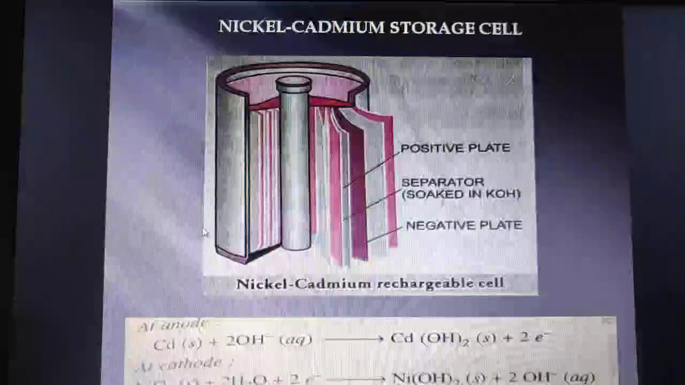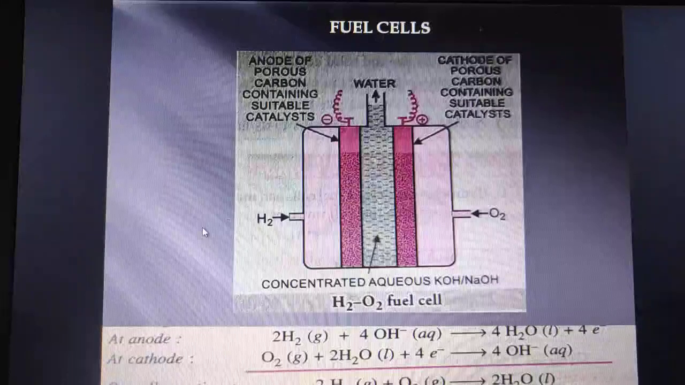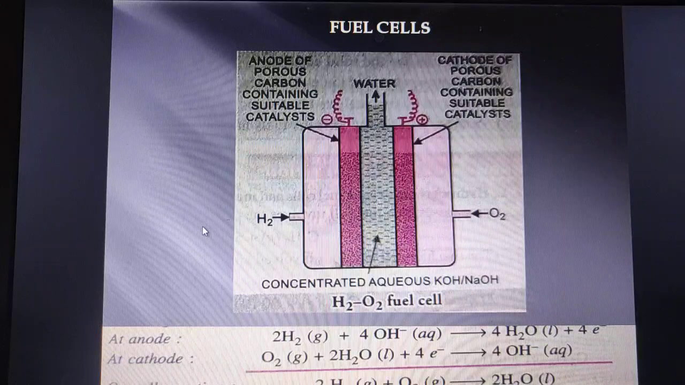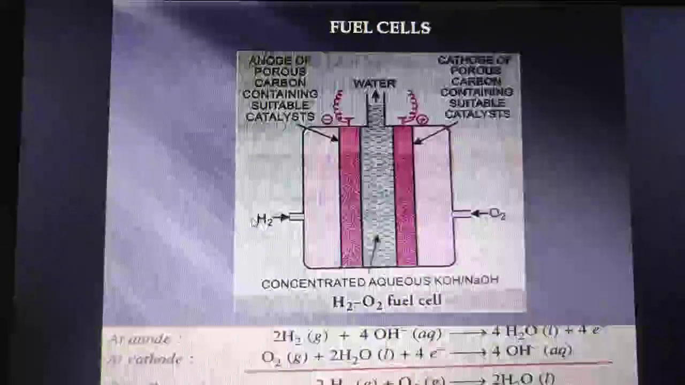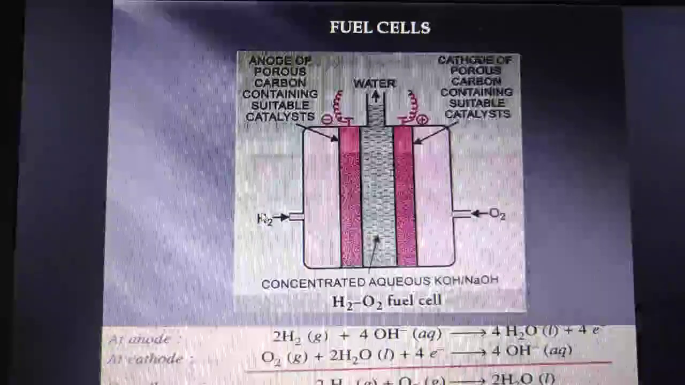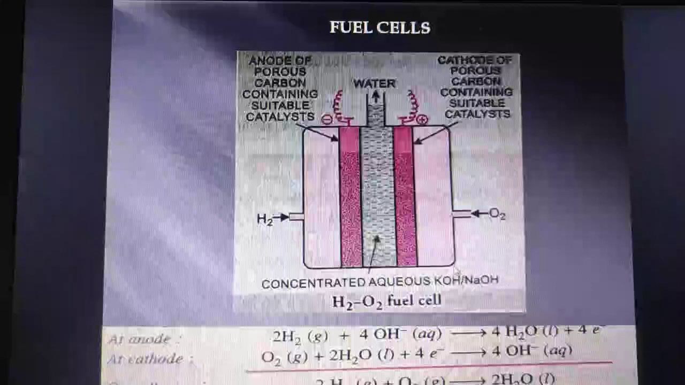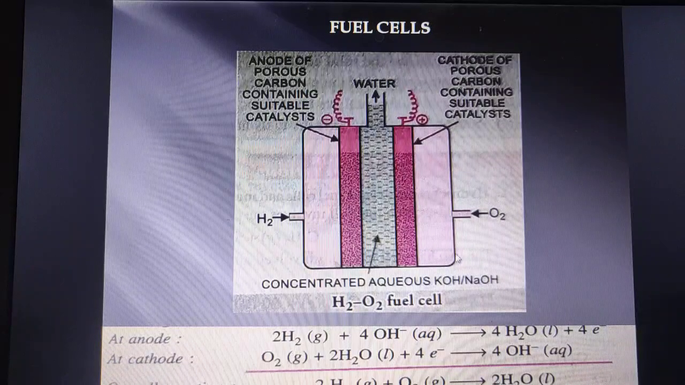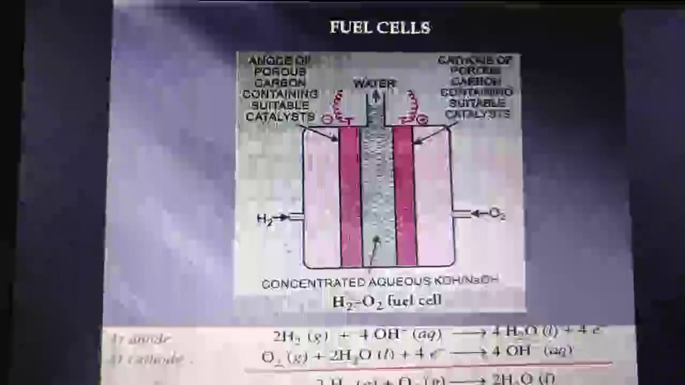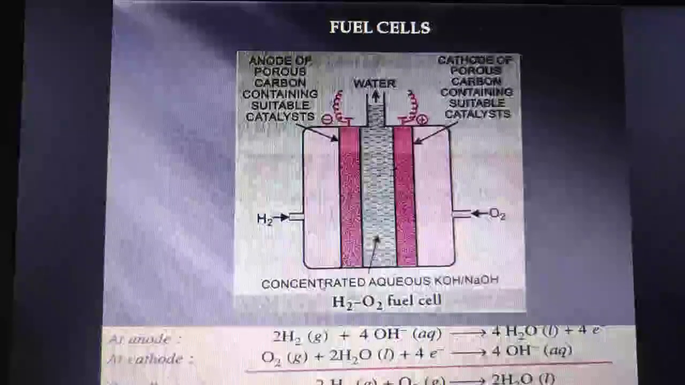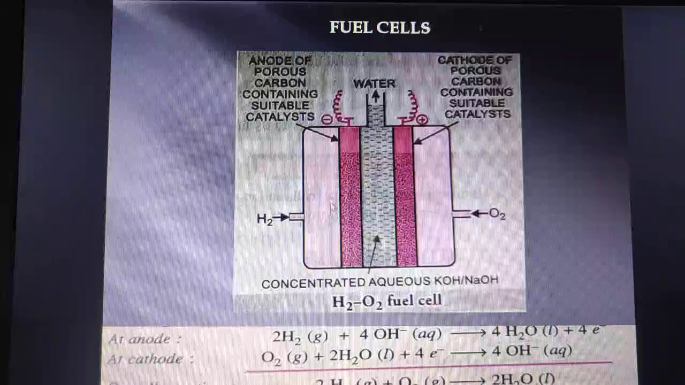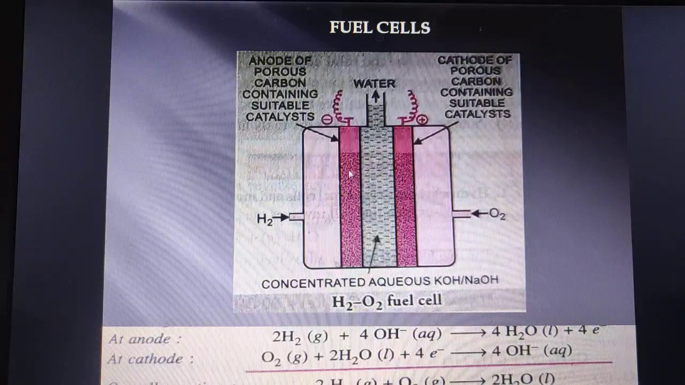Next type of cell are fuel cells. They are the devices which convert energy produced during the combustion of fuels like hydrogen, methane, methanol, etc., directly to electrical energy. For converting the energy of the fuel to electrical energy, the setup is known as fuel cells.